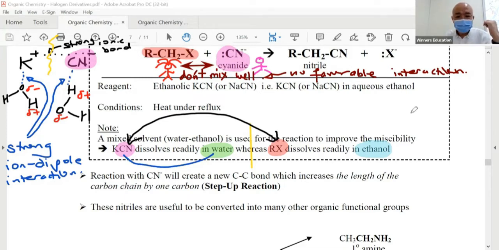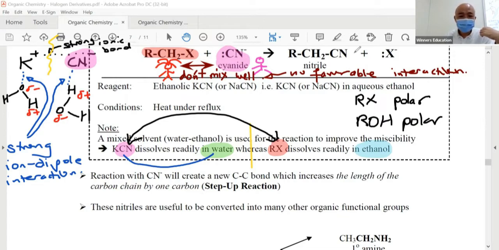Then what about RX and ethanol? How come RX and ethanol can come together? Because if you look at it, ladies and gentlemen, RX is a polar molecule, make sense? And ethanol, which is ROH, or you can say CH3CH2OH, is also polar. So can someone tell me, when both are polar, what kind of interaction do they have between them? Can I have the name? Quite strong, huh? Strong, permanent dipole-permanent dipole, PDPD.